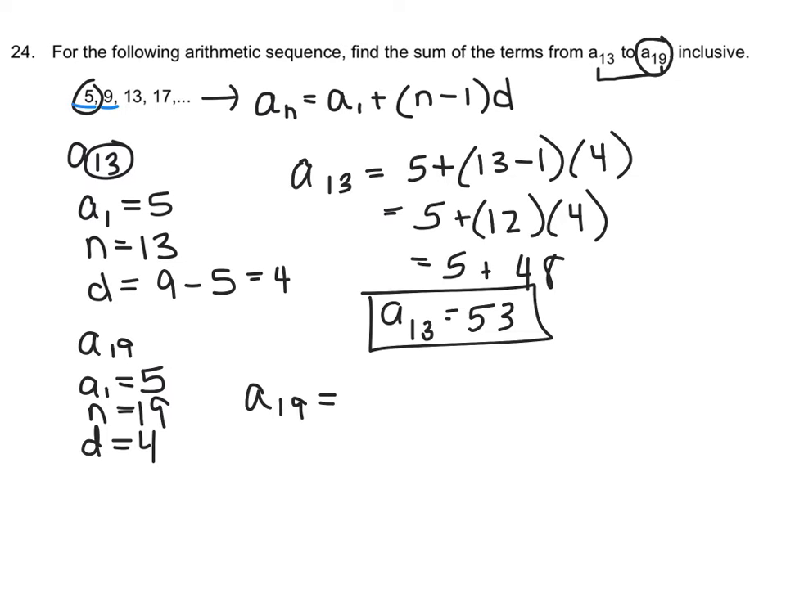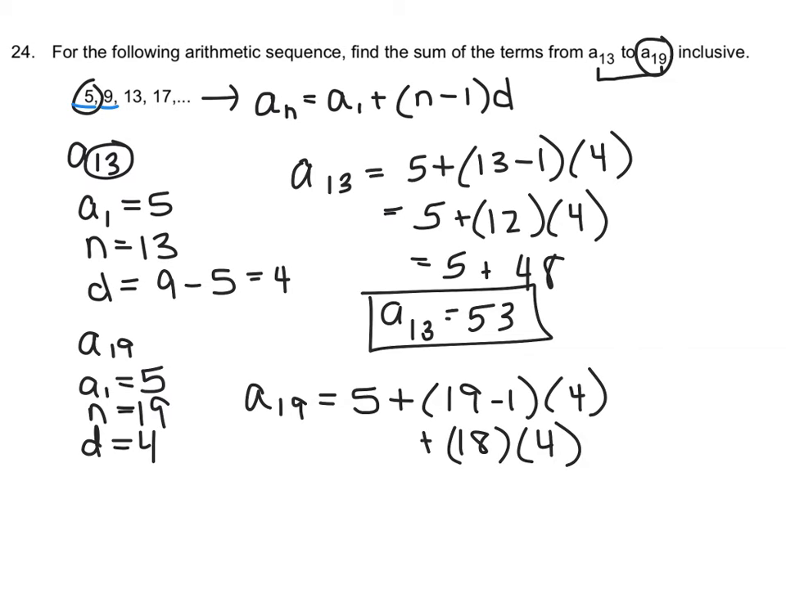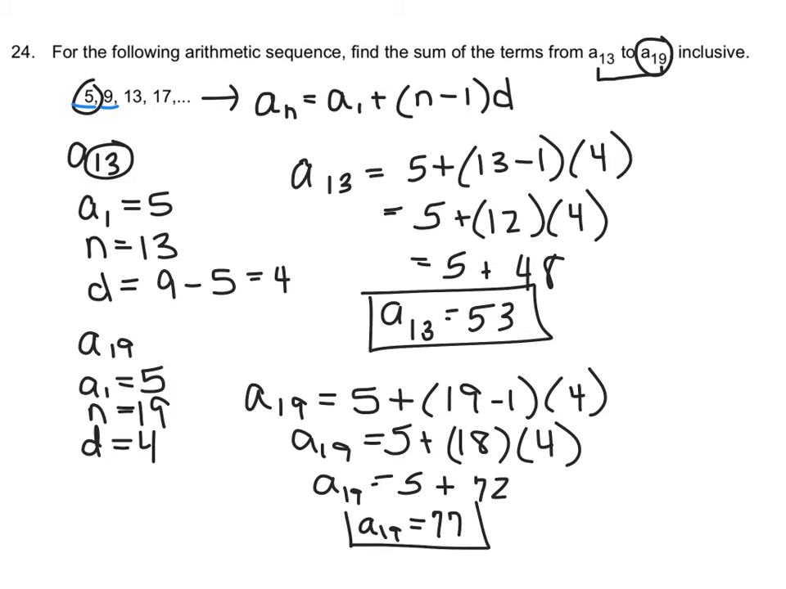So we have 5 plus 19 minus 1 times 4. 19 minus 1 is 18. And then 18 times 4 is 72. And 5 plus 72 is 77. So the 19th term of the sequence is 77.